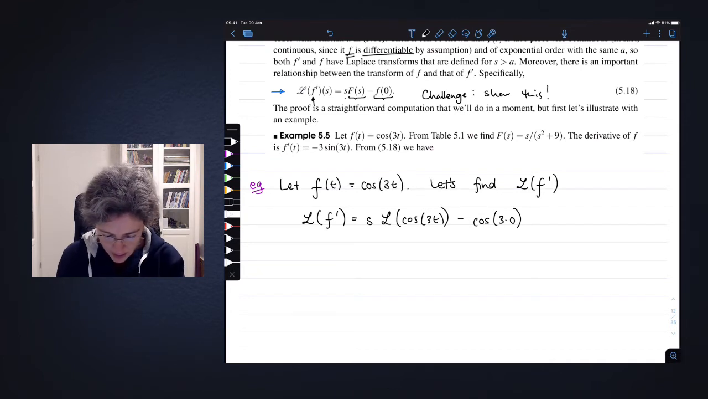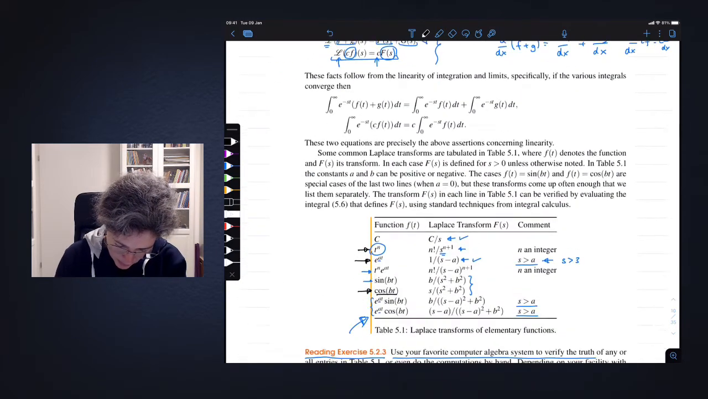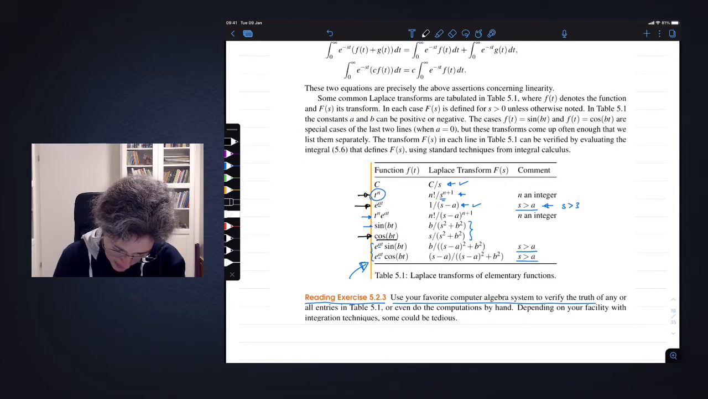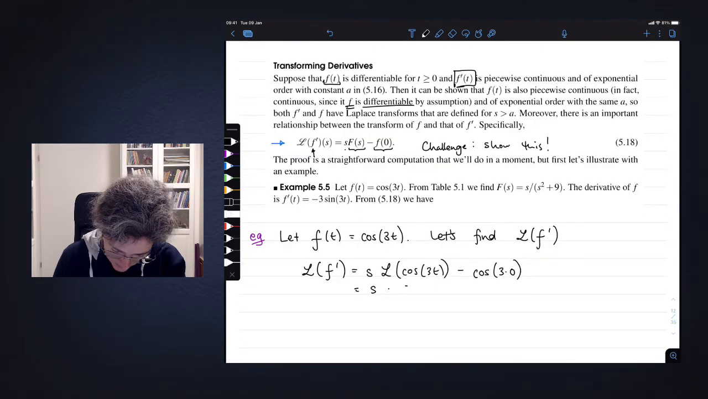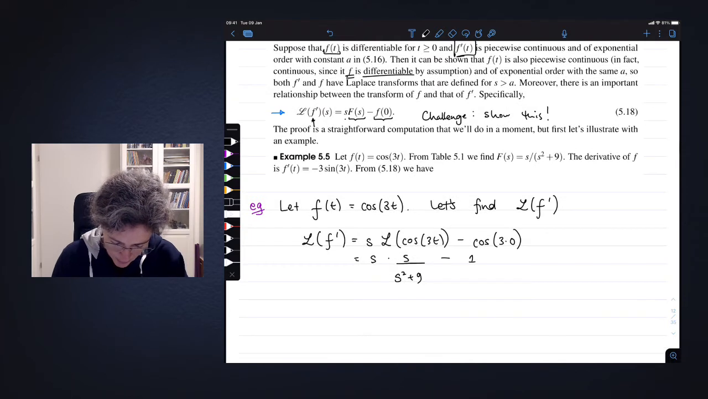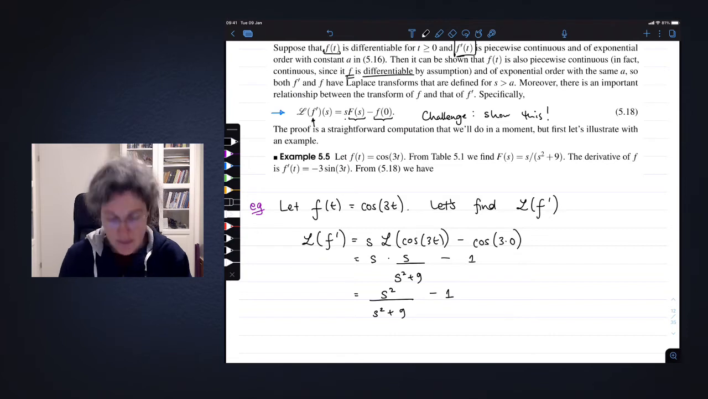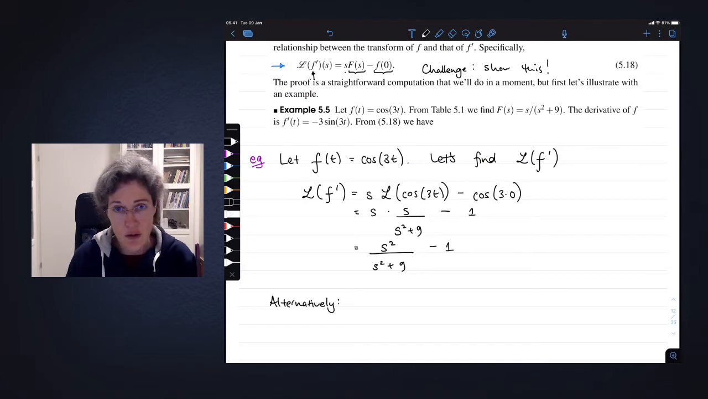Okay, so let's work this out. So we've got s, and we want the Laplace transform of cos of 3t. If we go back to our table over here, that's going to be s over s squared plus 9. And we're going to subtract off cosine of 0, which is just 1. So we end up with s squared over s squared plus 9, minus 1. Okay, peachy. We could alternatively, and we're just doing this so that we can check that we've done something correctly. You wouldn't have to obviously do this both ways in real life.